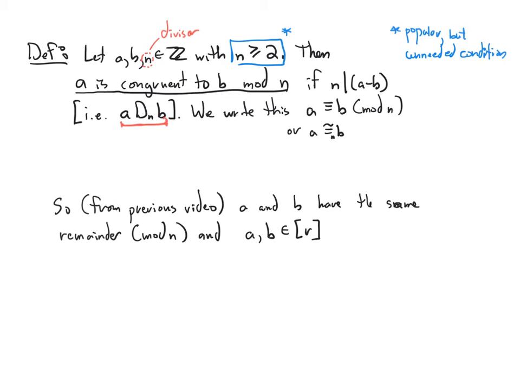So what does this mean? If you remember from the previous video, we showed that it means that a and b definitely have the same remainder. Those remainders cancel out when you subtract them. And it also means that a and b are in the same equivalence class, and the equivalence class that they're in is one that can be represented by that remainder. So this is the remainder of a and b. It's the remainder of a, and it's the remainder of b.